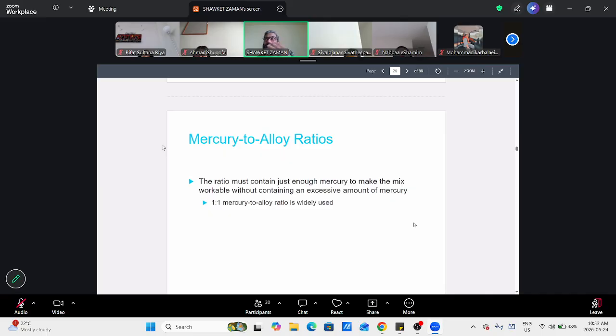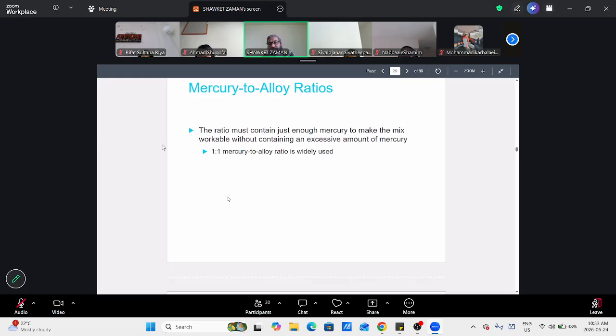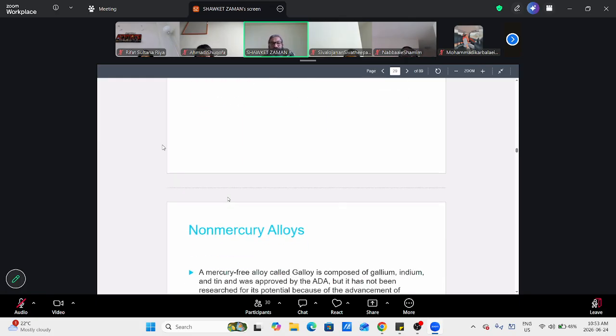But when we mix this powder with the mercury, the ratio will be 1:1. So the mercury to alloy ratio that is widely used is 1:1. And we don't need to mix it because it is already prepared and comes in a capsule. So we just use the capsules, which come with 1:1.